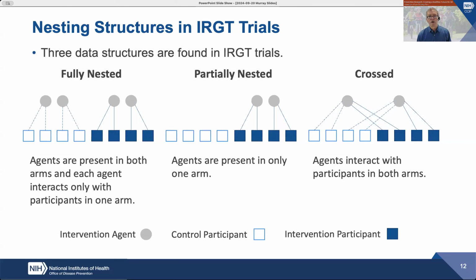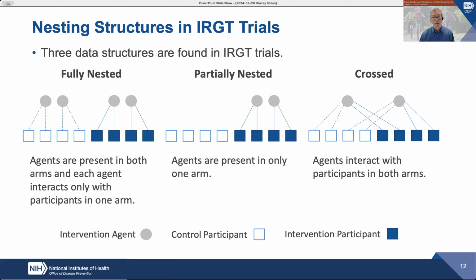So nesting structures in an individually randomized group treatment trial. There are three nesting structures that we see. The one in the middle, the partially nested structure, is the most common. The open squares are the control participants, the closed squares are the intervention participants, and the gray circles are the intervention agents. In the partially nested design, we have intervention agents working only in one arm. That would be the intervention arm. And they interact with participants in that arm. There are no intervention agents in the other arm, so that intervention agents are nested in a single arm. That's why it's called a partially nested design.